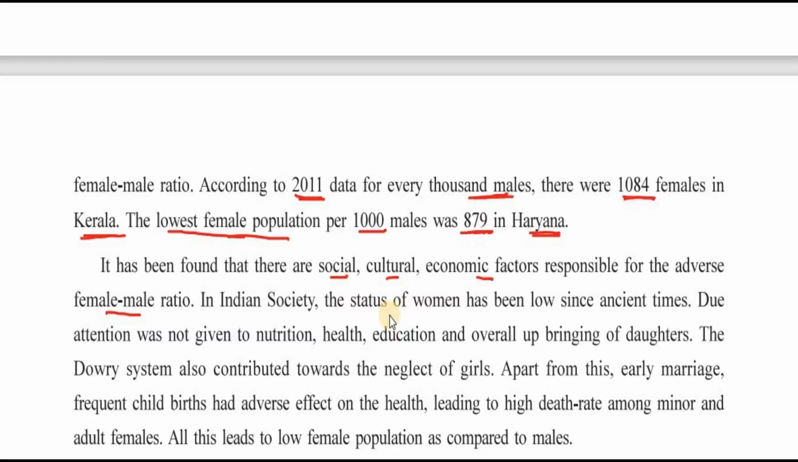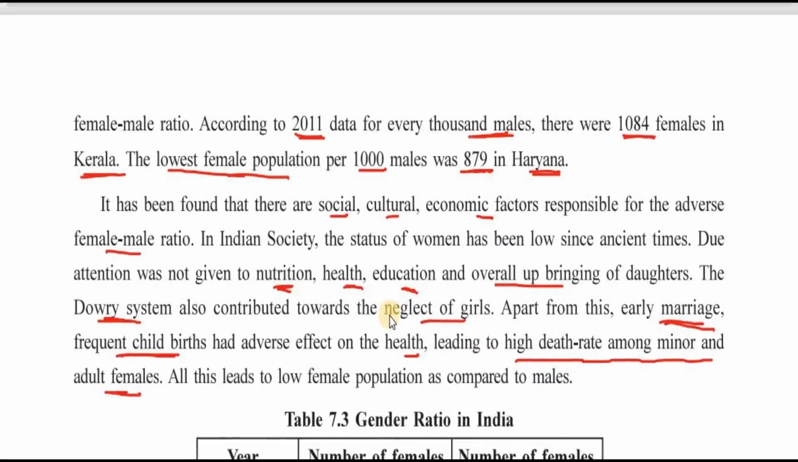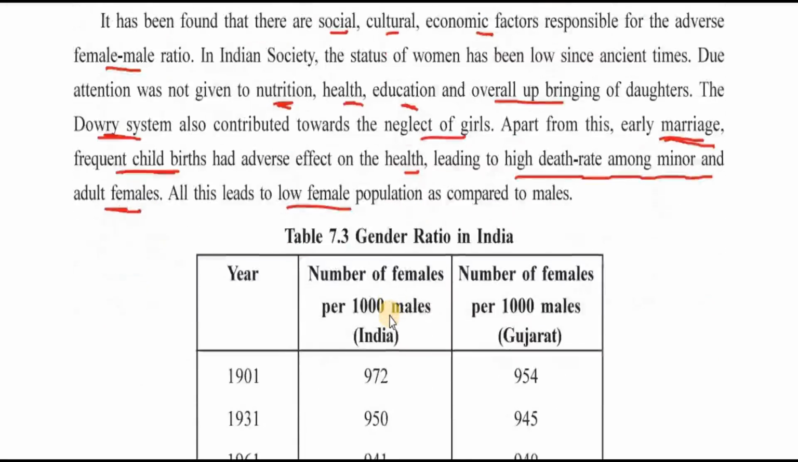Higher the education levels, more equality of male-female. Lower the education levels, there will be less equality, more bias towards the males, and that is why the population of females also will be quite a little less. So nutrition, health, education, overall upbringing of daughters, all these factors play a very important role. Like dowry system contributes to the neglect of girls. Early marriage, frequent childbirths have an adverse effect on the health of women, leading to high death rate among minor and adult females, and all this leads to low female population compared to males. Look at this table.